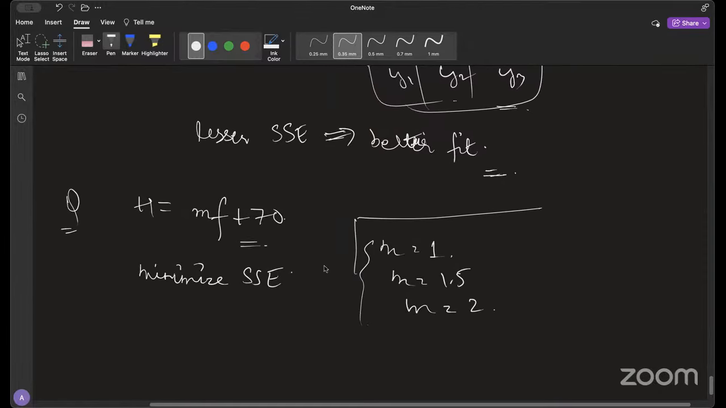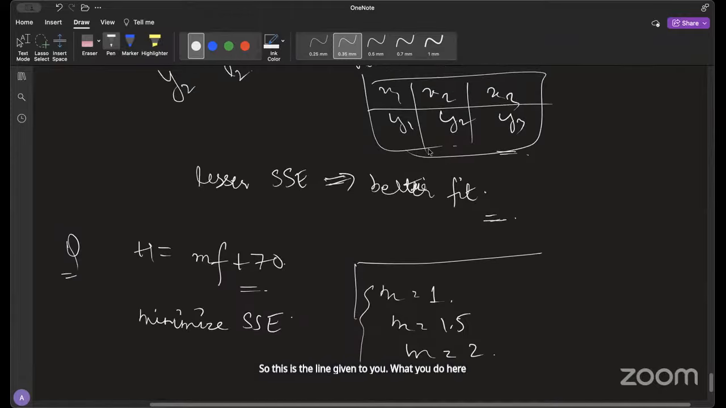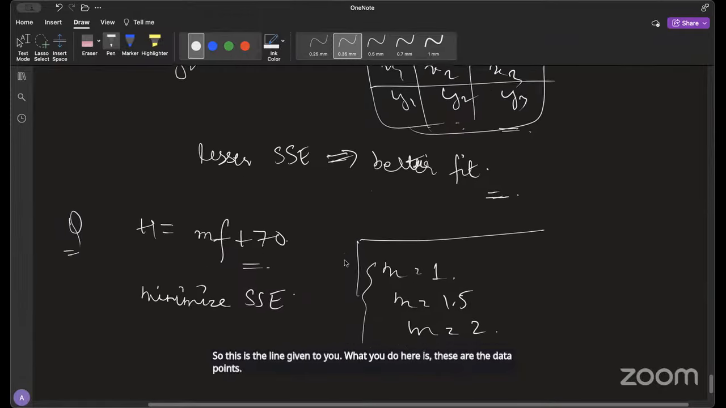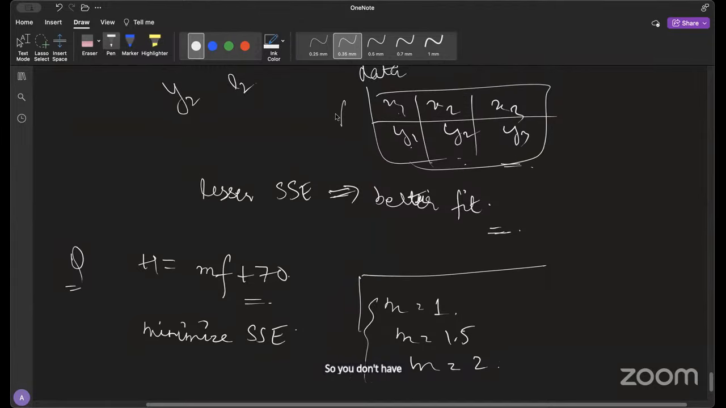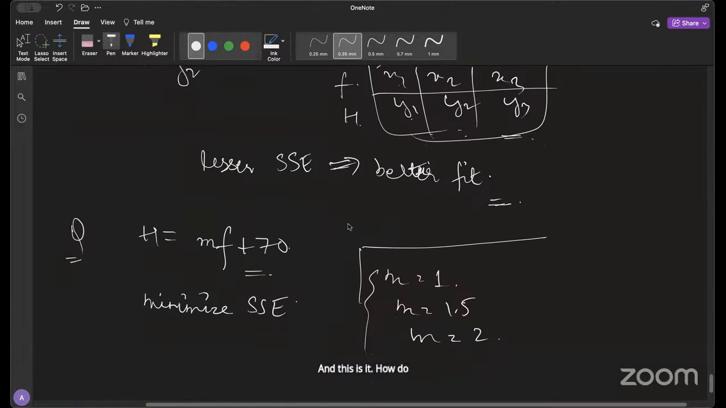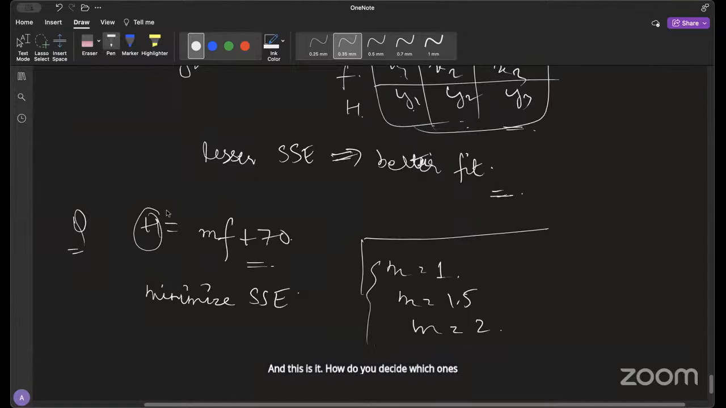So this is the line given to you. What you do here is, these are the data points. Just as we discussed, you put y1, you put x1 here. So you don't have x. Let's just say this is f, and this is x. Now how do you decide which ones? This is the independent variable, the dependent variable. This is in place of y, the dependent variable. And this is the independent variable in place of x.